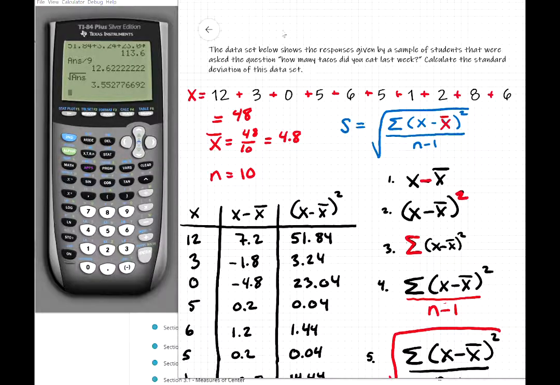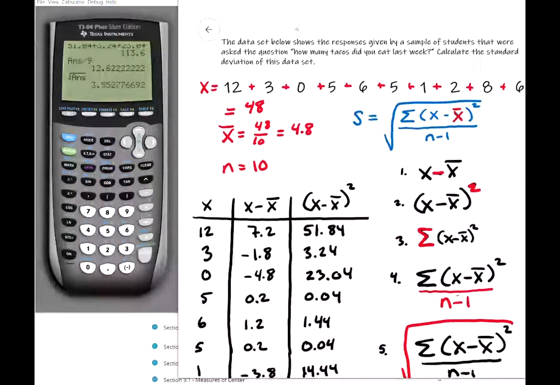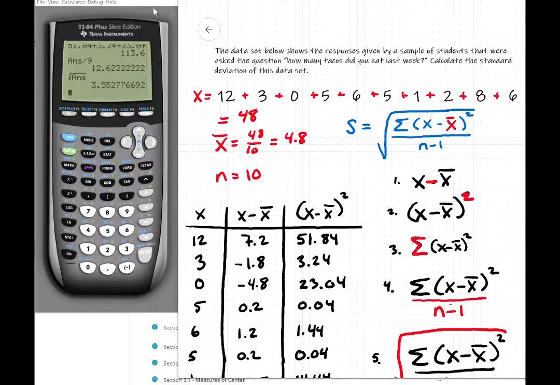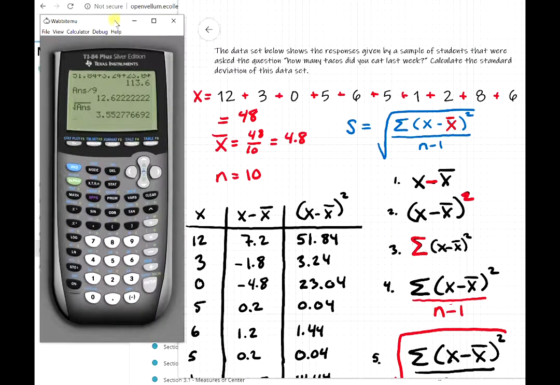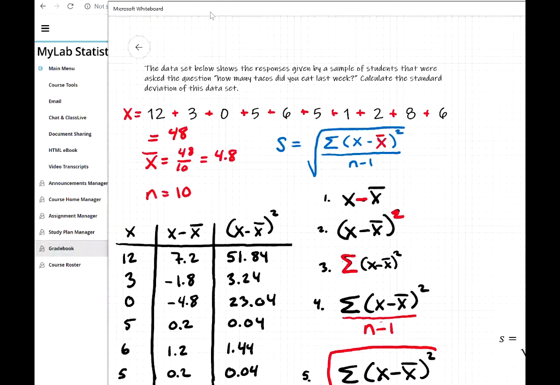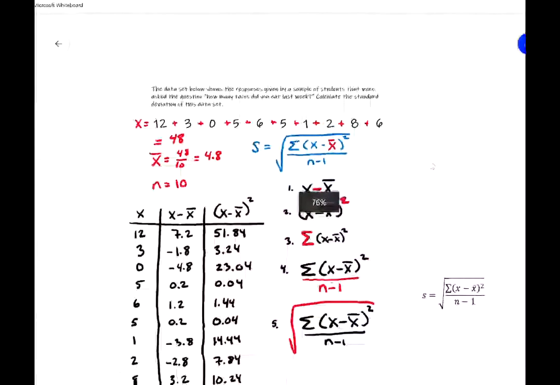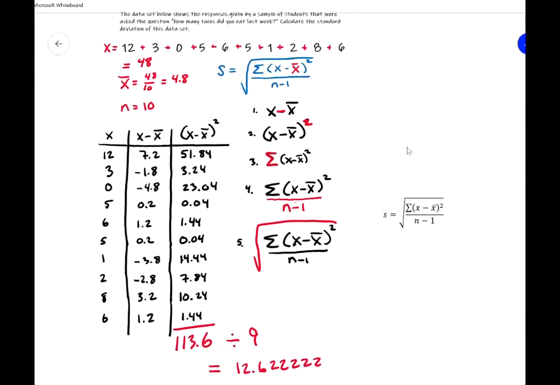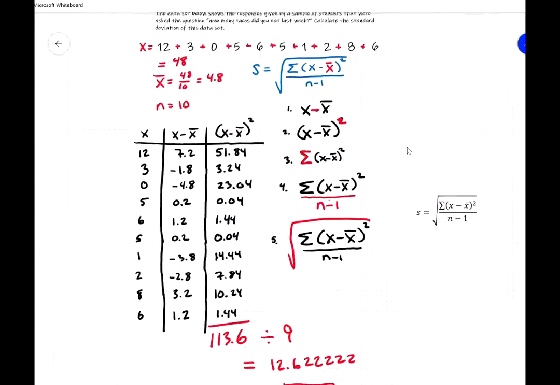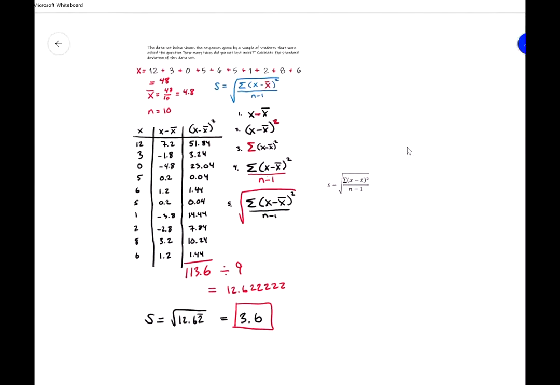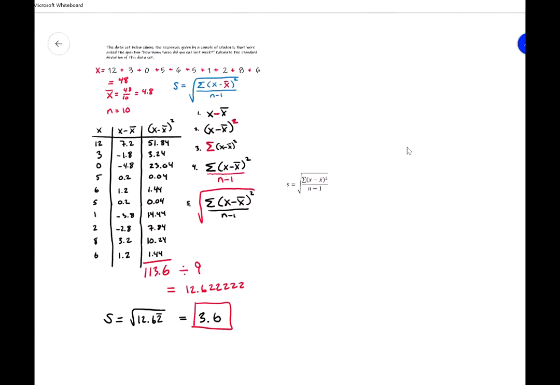So what I would like to do is do this problem again. I want to do it a second time. And as I've mentioned before, I do not want you using the calculator. This is a non-calculator math course. There's no place for calculators in statistics. So what I'm going to do is bring this back over here. All right, so there's our work.